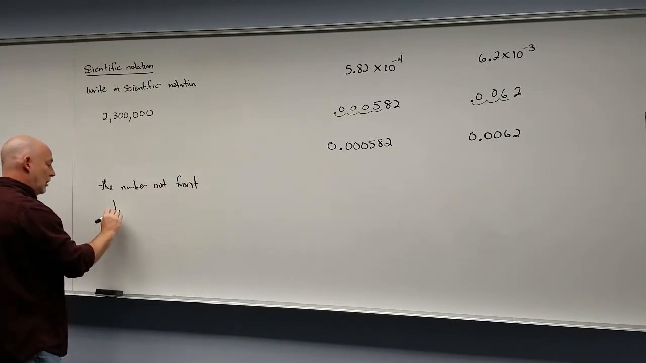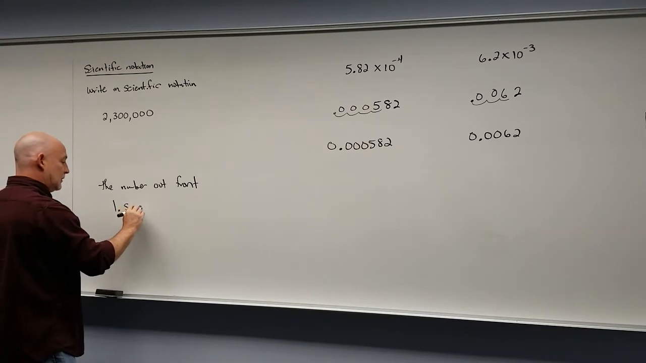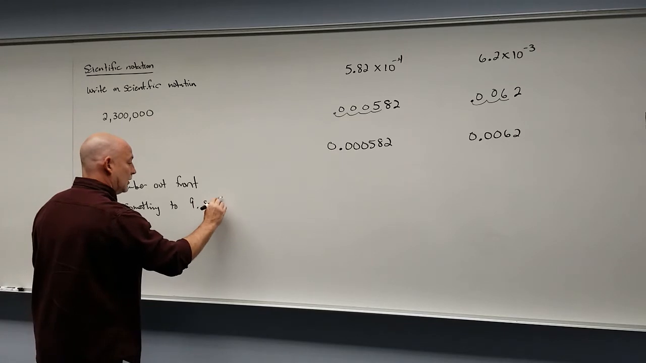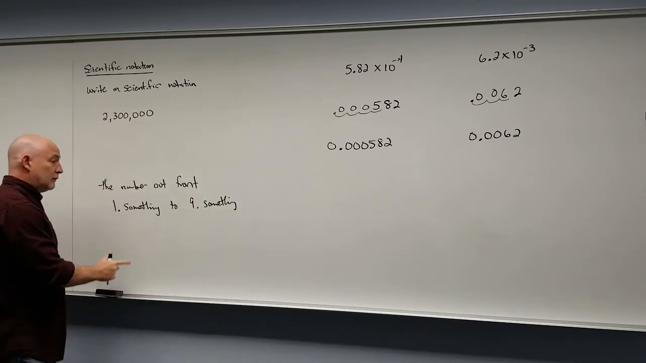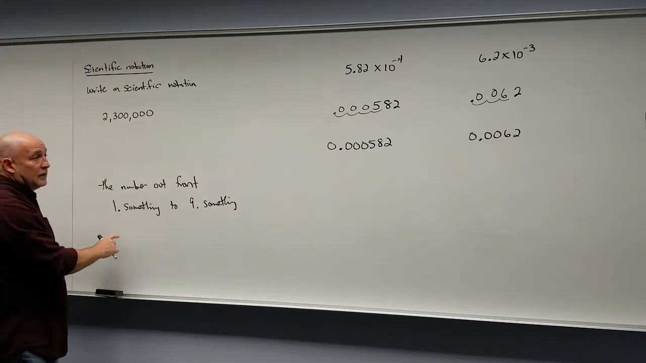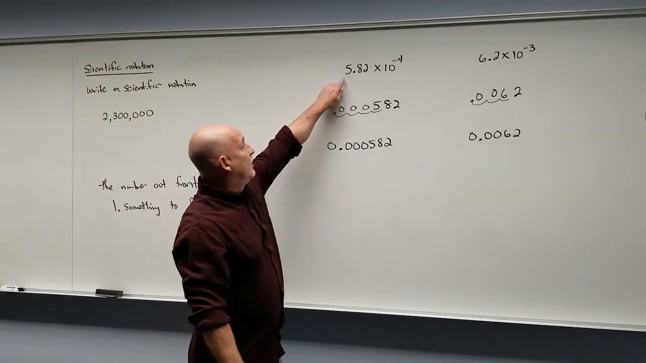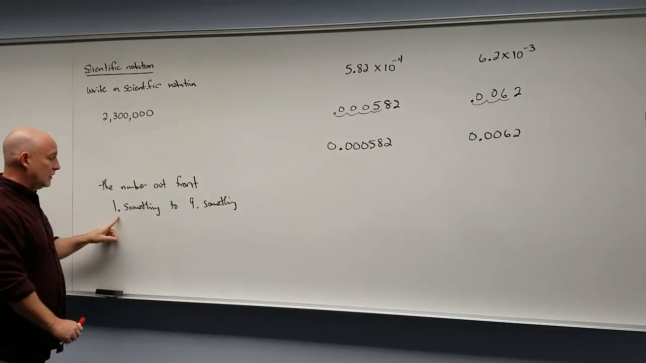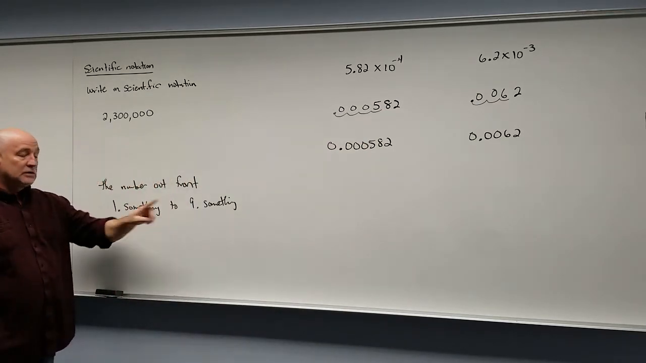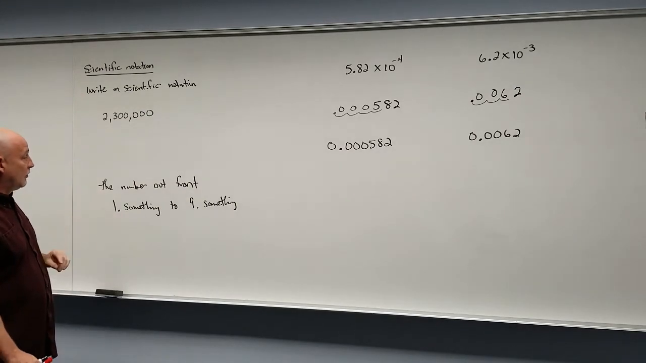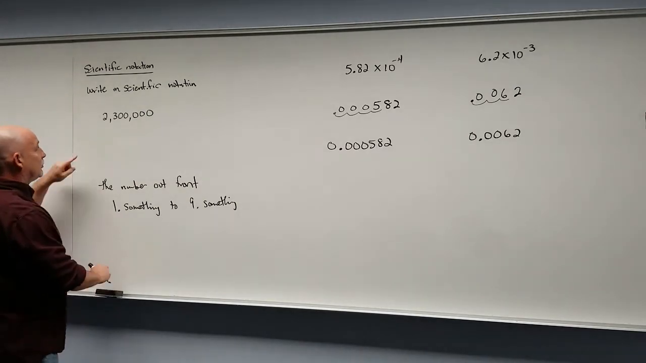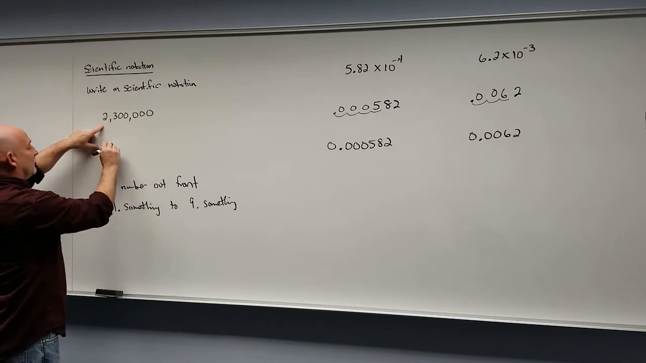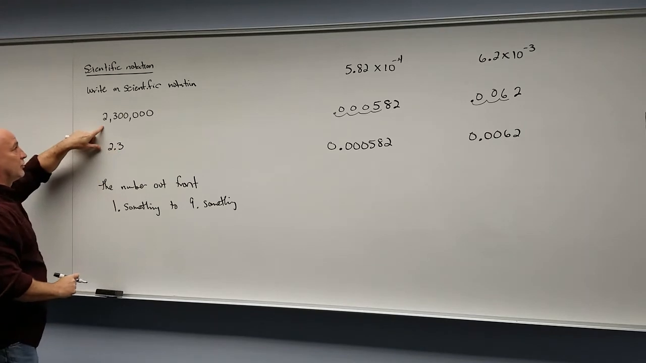All right, first off, the number that goes out front has to fall between 1 point something to 9 point something. Okay, so what do I mean by this? When we see our scientific notation, notice like this example, we have 5 point something or 6 point something. So you can never have a 2-digit number out front. So basically what you're going to do is you put the decimal between the first 2 numbers here. So our decimal is actually going to go between the 2 and the 3.